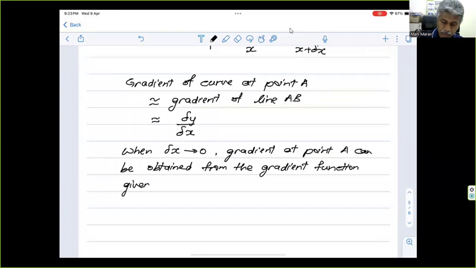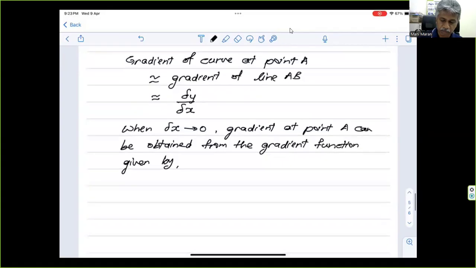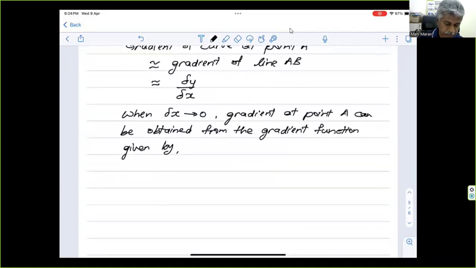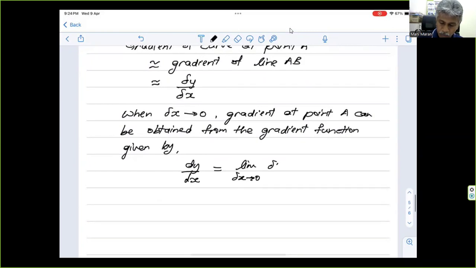Given by dy/dx is equal to the limit as delta x approaches 0 of delta y by delta x.